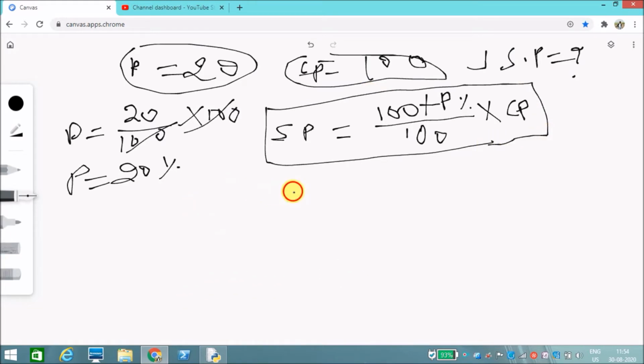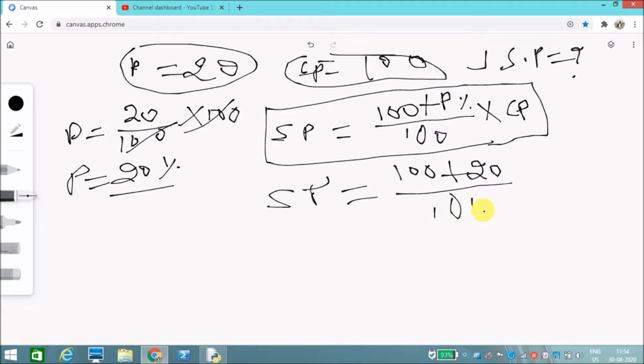So the selling price is equal to 100 plus, what is my profit percentage? 20, divided by 100, into, what is the cost price given? 100.